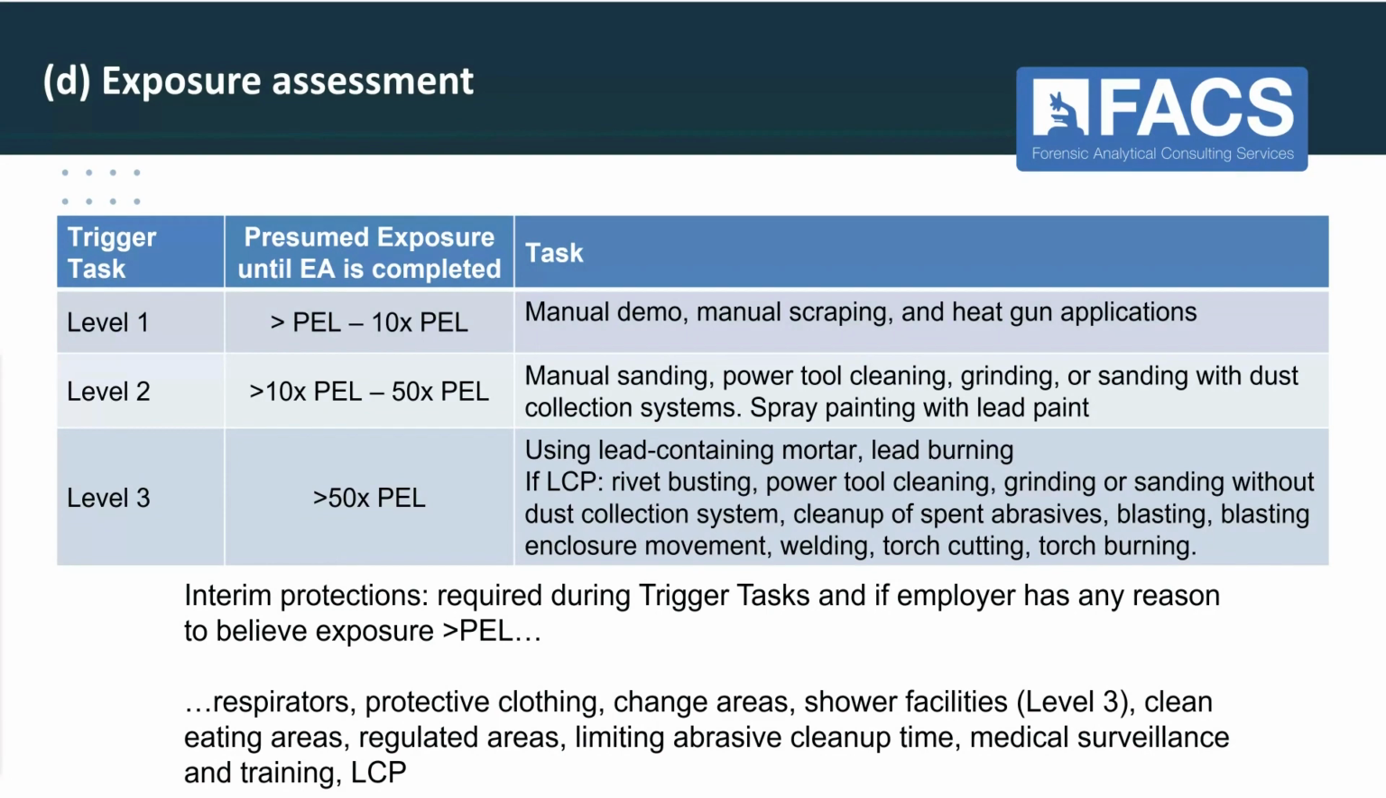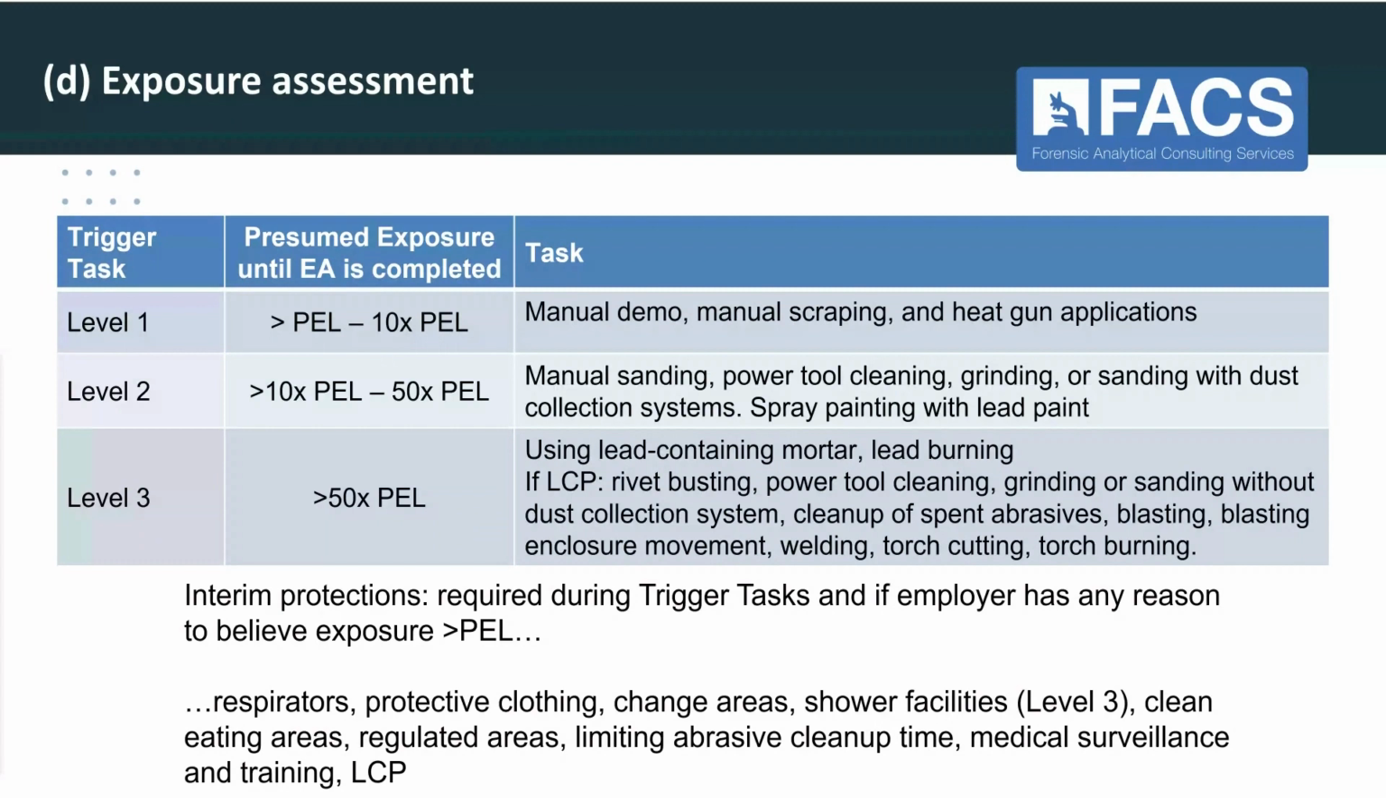All right, level 2, and this is what's changed a little bit. Manual sanding used to be in level 1, and that's now moved to level 2. Level 2 has also added grinding. Basically, if I'm doing any sanding, grinding, or spray painting with lead paint, and there's any amount of lead in the paint, I have to assume those employees are exposed more than 10 times the PEL. That means full face respirator, and all the other things that go along with that: compliance plan, training, regulated areas, all that stuff. And then again, I can do my exposure assessment, and if appropriate, I can downgrade.